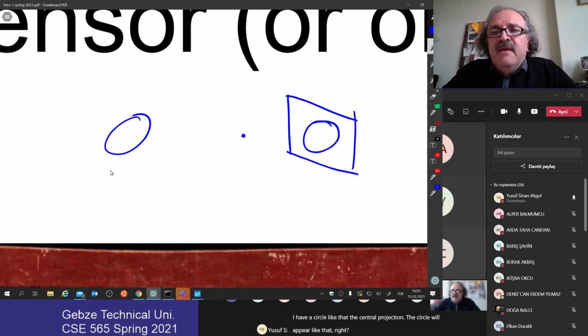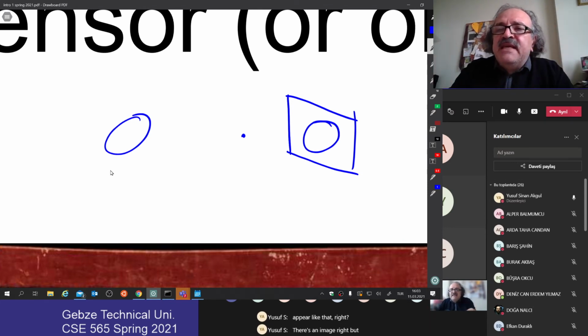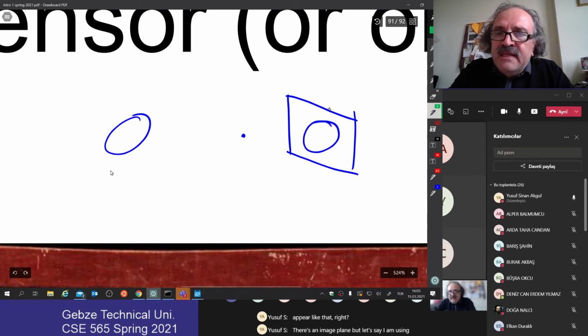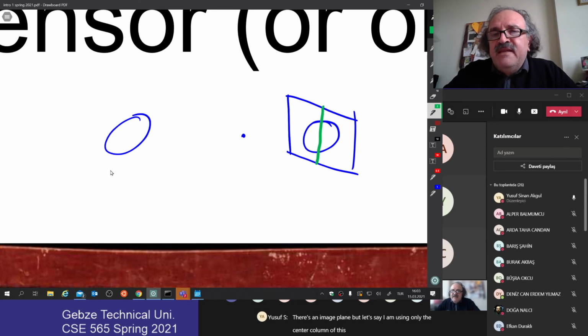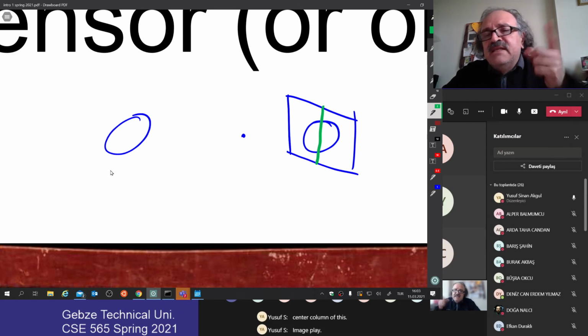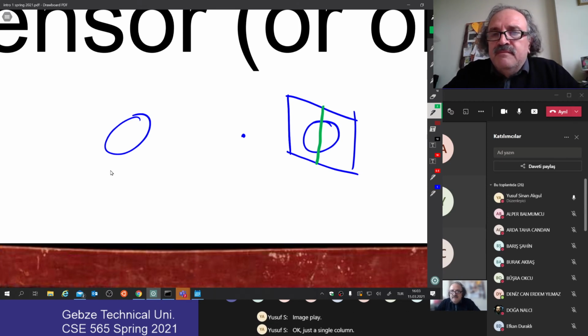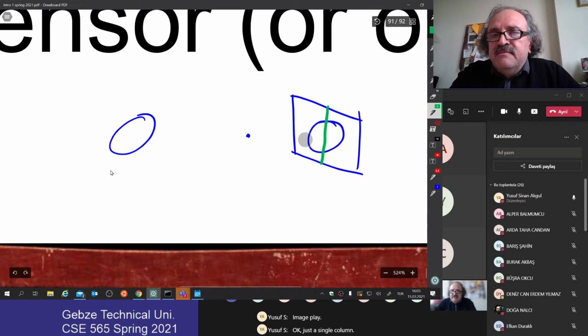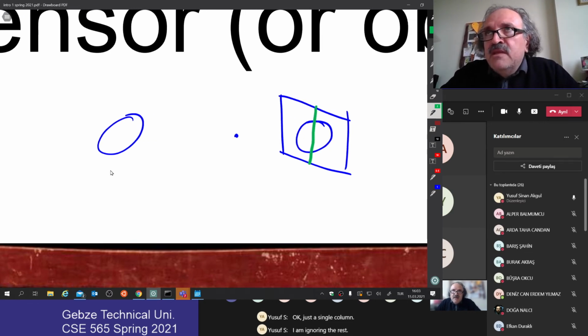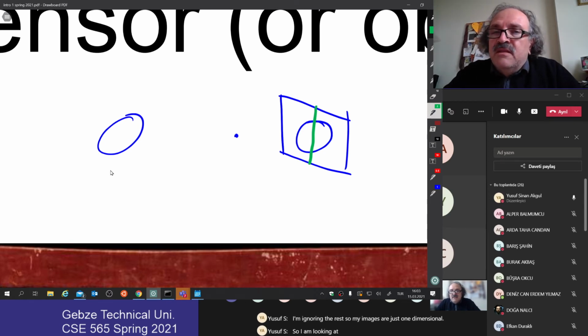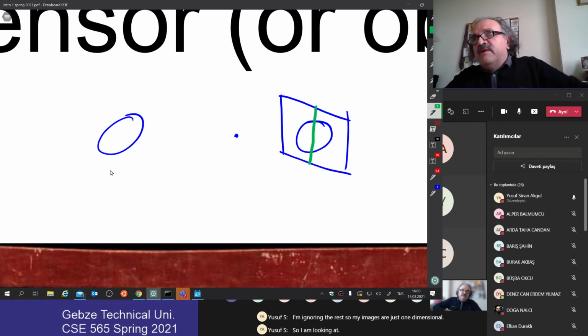This is an image plane. But let's say I am using only the center column of this image plane. Okay, just a single column. I am ignoring the rest. So my images are just one-dimensional. So I am looking at a two-dimensional world. I am producing a one-dimensional image.